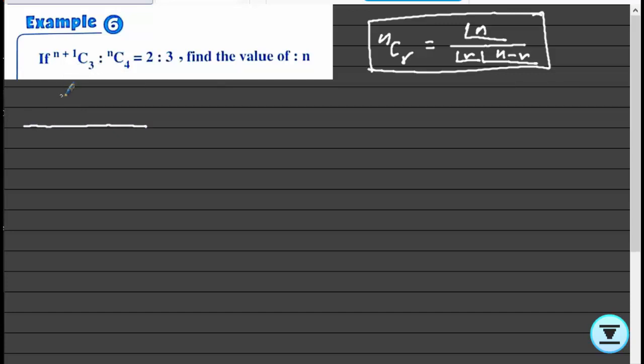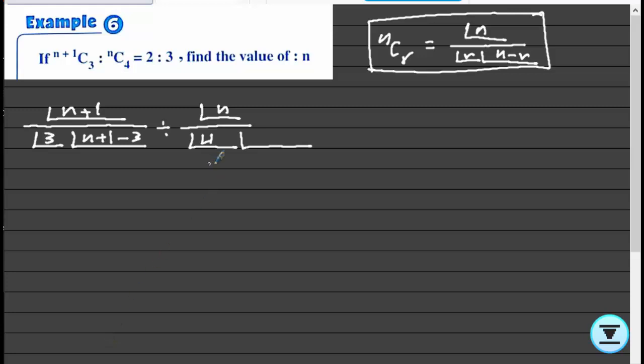(n+1)C3. We can write it in the form factorial (n+1) over factorial 3 multiplied by factorial (n+1 minus 3), divided by factorial n over factorial 4 multiplied by factorial (n minus 4). Okay, it is equal to 2/3. Now we simplify this part.